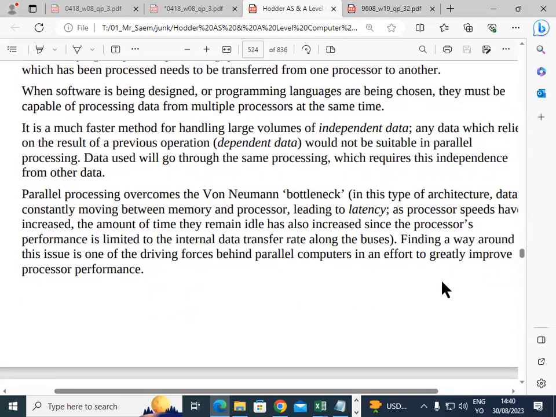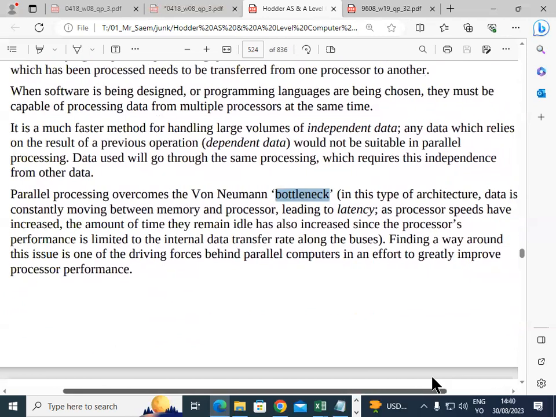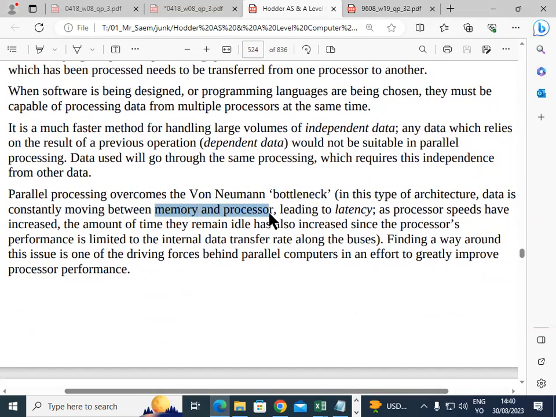So, can you listen to this? This is important. Remember, parallel processing overcomes the von Neumann bottleneck. In this type of architecture, data is constantly moving between memory and processor, leading to latency. You know what latency means? The response time. How fast can devices respond. How fast data is responded to is called latency. That is why we say that the latency of 5G is very low as compared to 4G.